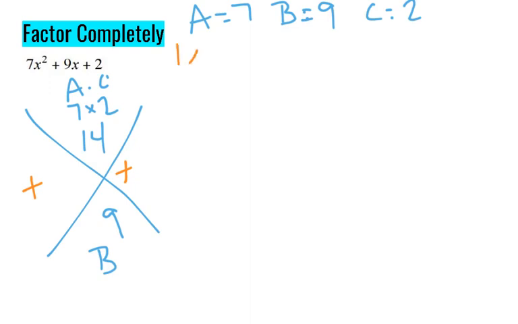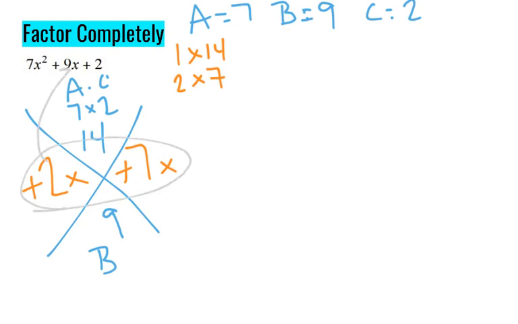So I got what? 1 times 14. There's no way I can combine those two to get 9, so we know that one's not going to work. So what's my next option? 2 times 7. 2 times 7 is going to give me 14, and when I add those together I get 9. So I know I got a 2 and I got a 7. And I know these are x, right? Because I want this to be that representation of my 9x.